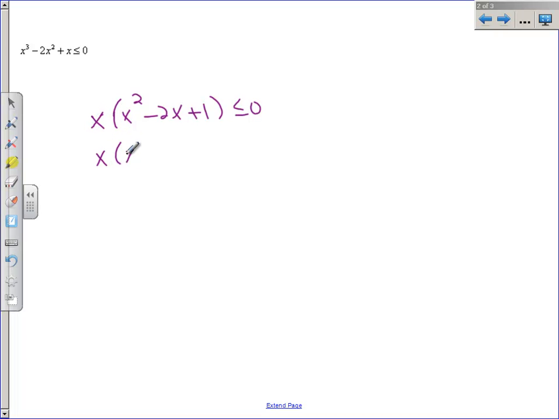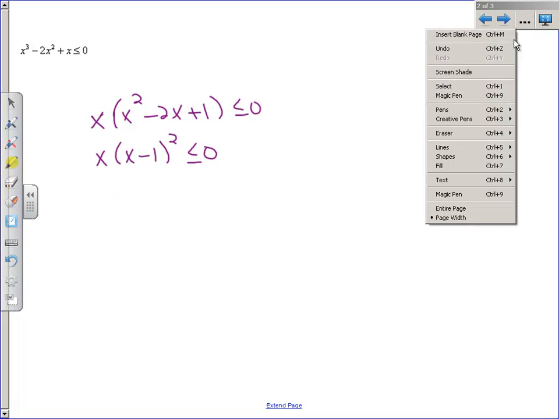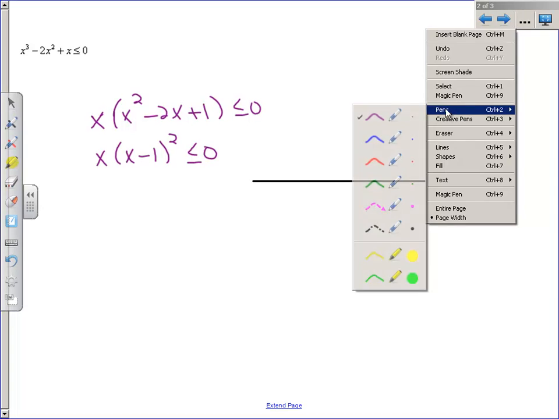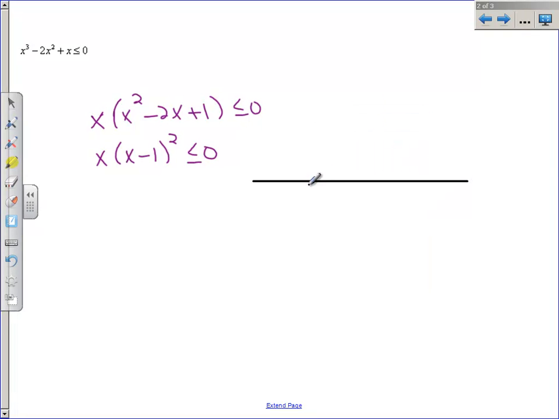That factors into x minus 1 squared. And we want to find out when this cubic is below the x-axis or equal to it. So we're going to go take a little number line. And underneath this number line, we are going to put all of the zeros. The zeros are at 0 and 1. That's it. Out here is negative infinity. Way out here is positive infinity.